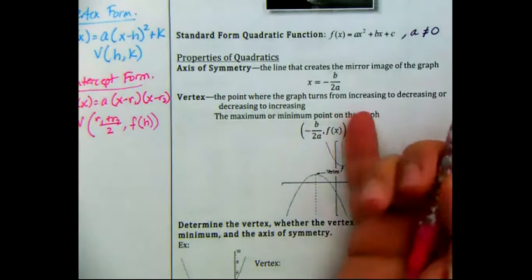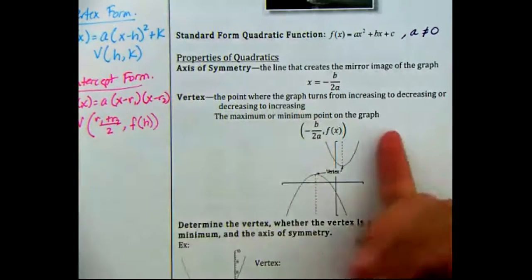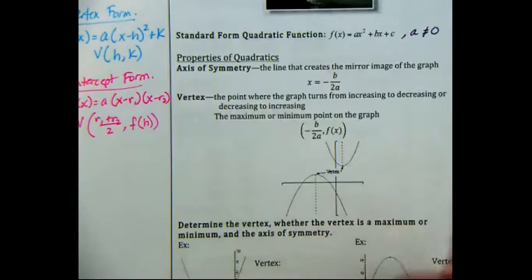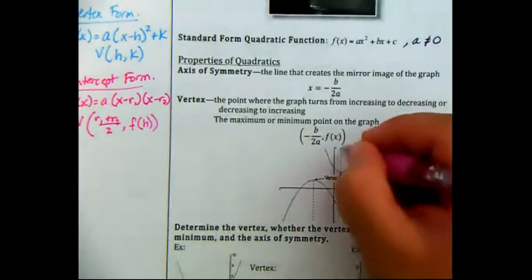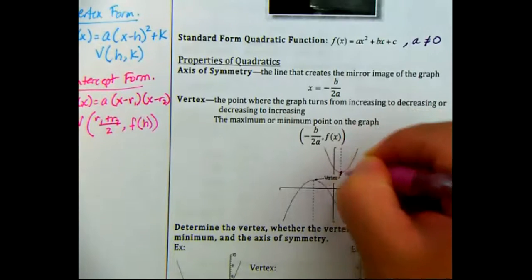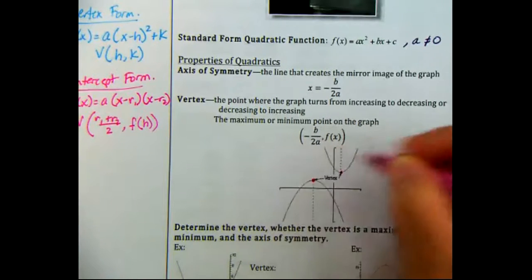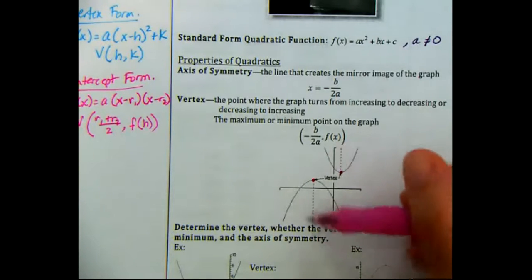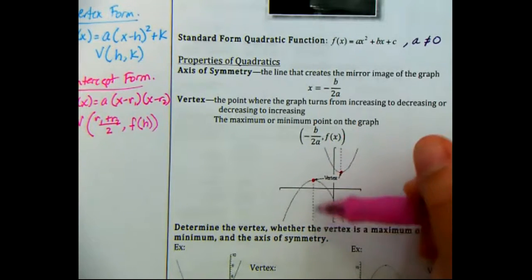So if I were to take this side and fold it over my axis of symmetry, they would fall directly on top of each other. Same thing here, right? So our axis of symmetry actually goes right through our vertex. And so it's this vertical line that's going through our vertex.